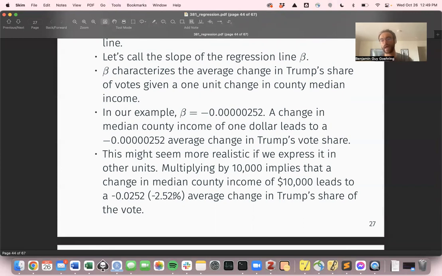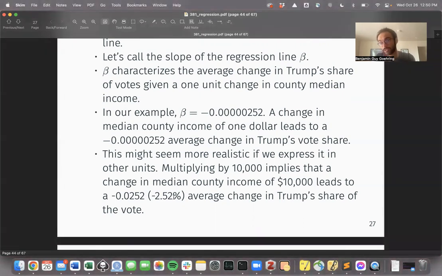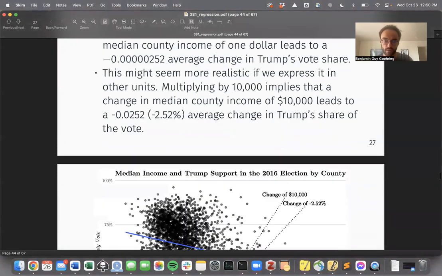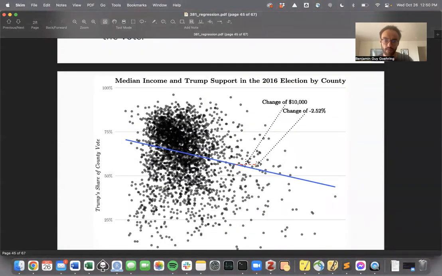So on average, as a county's median income increases by $10,000, support for Trump in the county decreases by 2.5 percentage points. And this minus 2.52 is the slope of this blue line. Okay, so let's go to R.